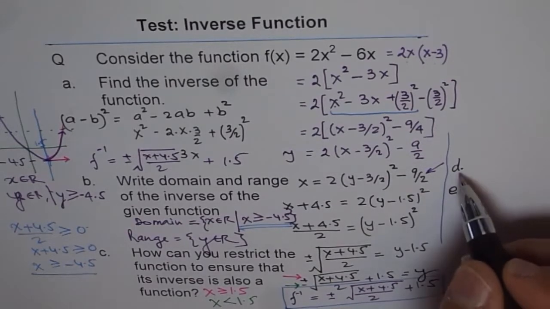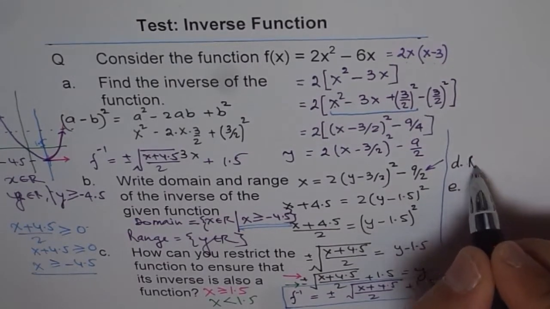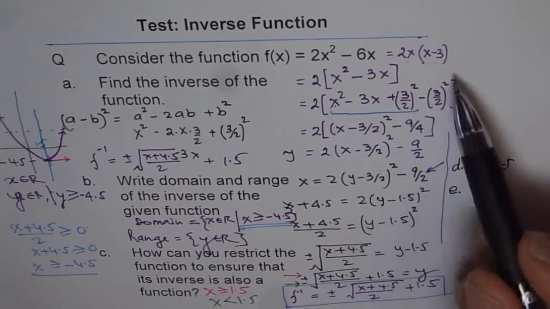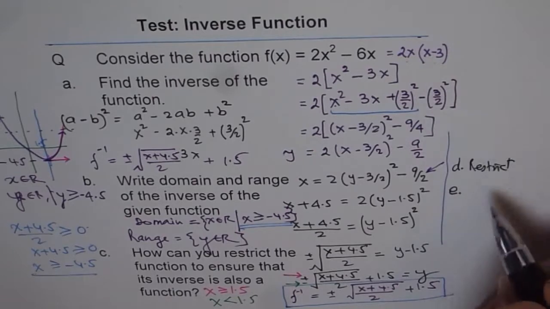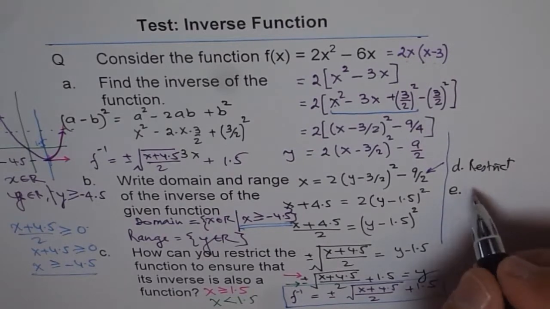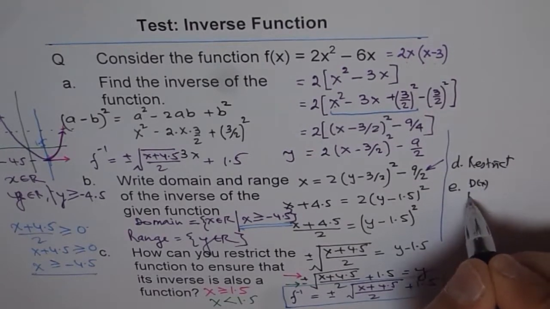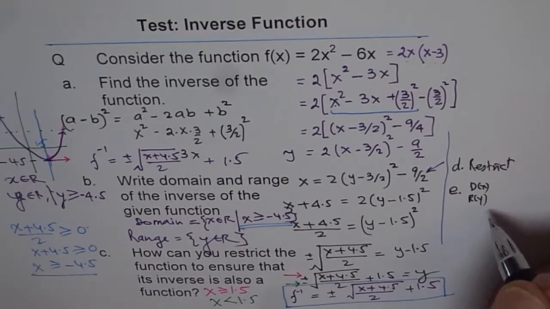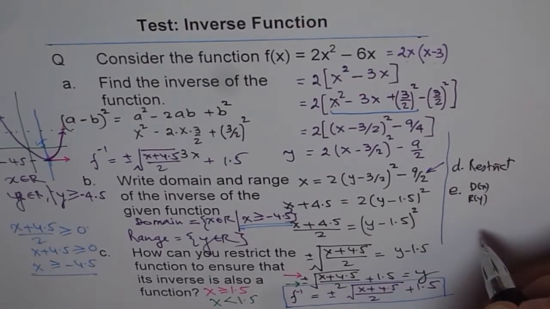So part D is restrict the function so that its inverse is also a function. And part E is find the domain and range of both the function and its inverse, the restricted function and its inverse.